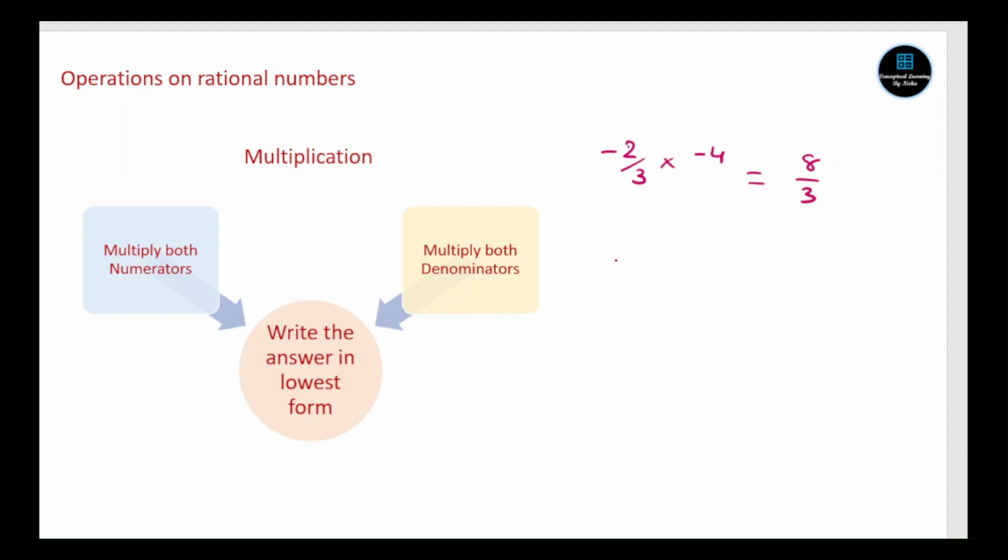Let's solve one more. So I have 5 over 10 times negative 3 over 15. I want to solve this. So see, usually we'll multiply numerators and numerators, denominator and denominator. Now, remember one thing. Whenever we have this type of question, I can cancel out numerator and denominator. Remember, numerator and denominator we can cancel.